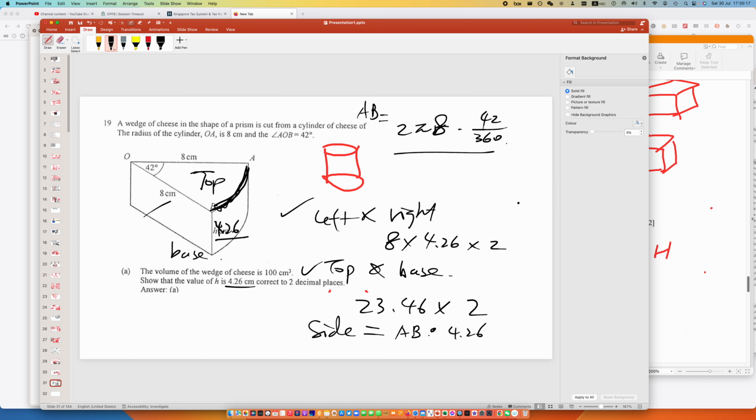So how I will key in is 42 divided by 360. I can do this one first. Then I times the 16, 2 times 8, then times the 3.142. So it's about 5.865. Okay? Then of course you take this AB, you times the 4.26. So this will be the area of the side. About 99. So you just have to add this, add this, add this. That will give you the total surface area. That's how you get this question done.